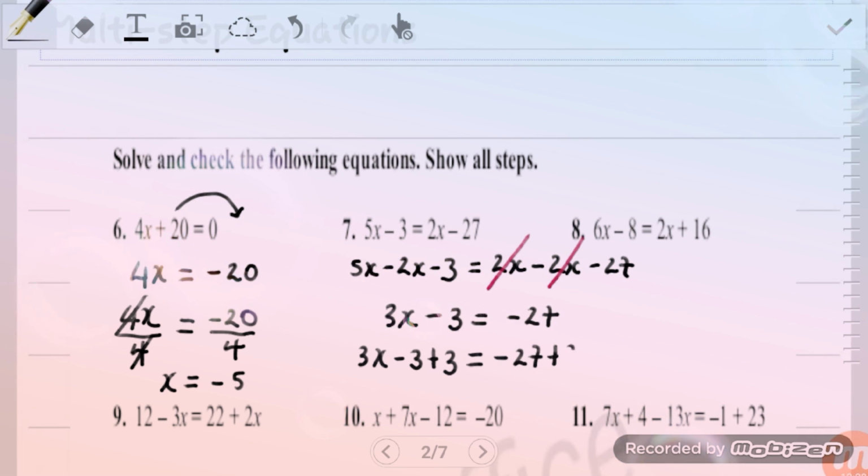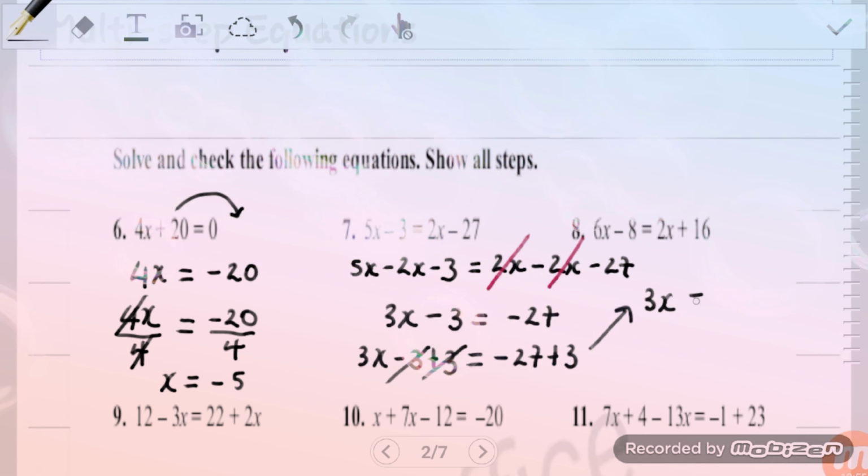Alright. So now we are going to end up now. I'm just going to go right over here to this little part here. So we're going to end up here with minus 3 cancelling plus 3. Opposite signs, that's the additive inverse identity. So we'll end up with 3x here being equal to negative 27 plus 3 gives us negative 24.